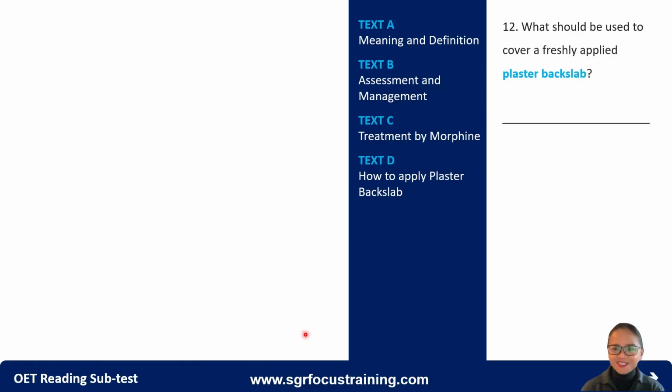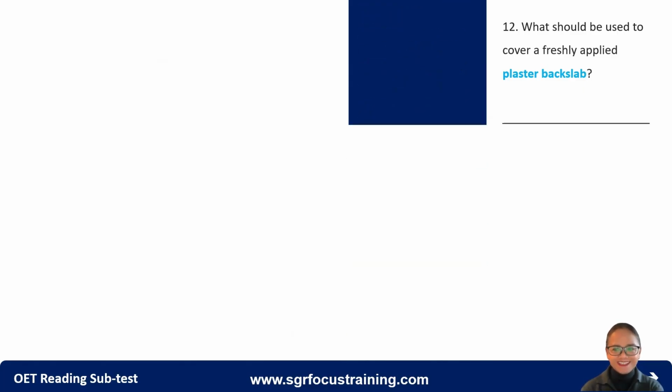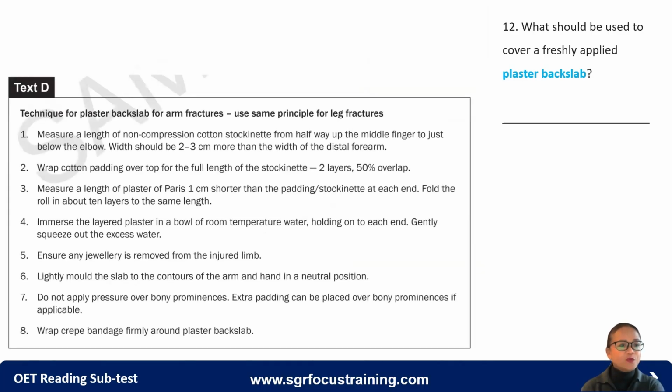You won't get lost this time. We go into text D, okay? So when we get into text D, all you need to do again is choose another keyword. So another keyword here is covering a freshly applied plaster backslab. This is when that chronological knowledge will help you, okay?